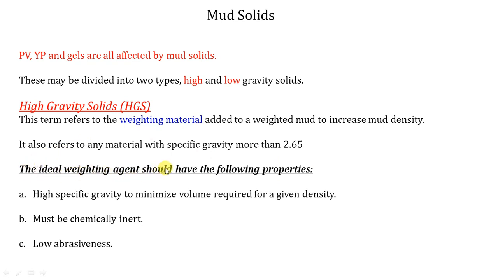The ideal weighting agent should have the following properties. Number one, a high specific gravity to minimize the volume required for a given density. So this is very important, to give a high weight with very low volume to be used. Number two, it must be chemically inert, which means it cannot react with the other chemicals. Number three, it has to have low abrasiveness in order not to cause a problem in the pump or in the drill string or the other things.